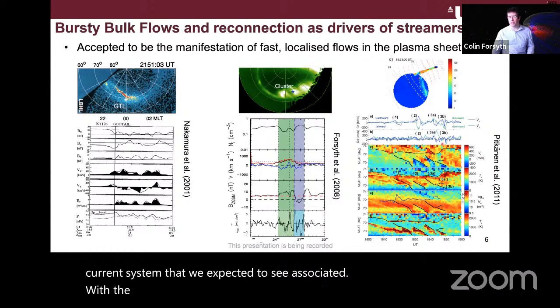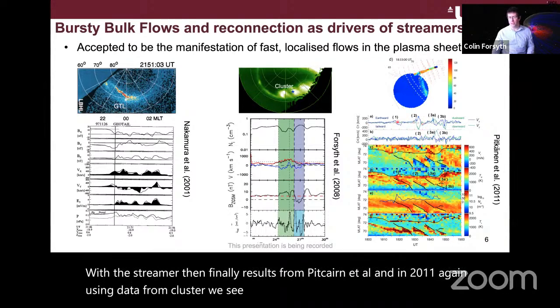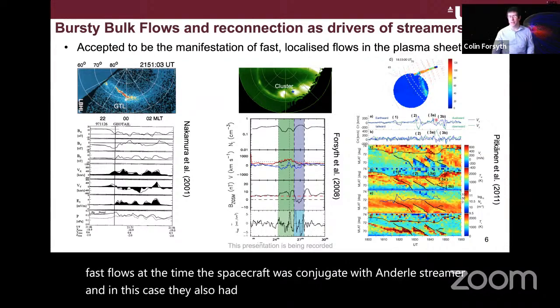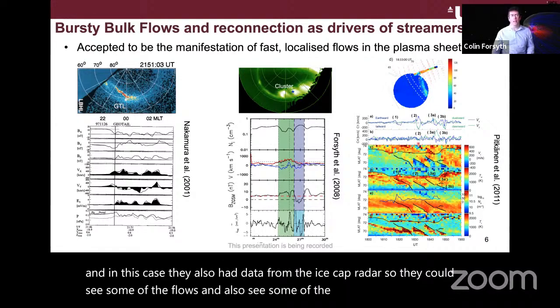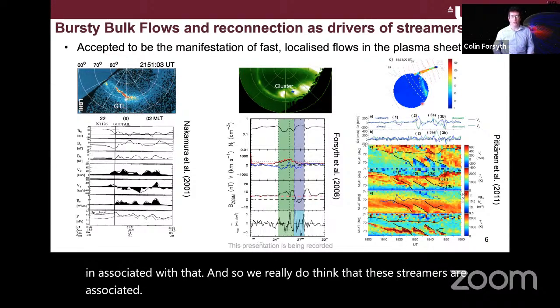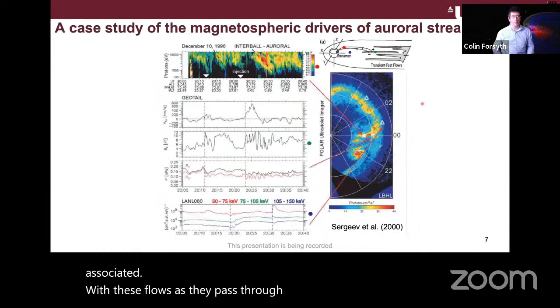Then finally, results from Pitkin et al. in 2011, again using data from Cluster, we see this correlation, or this coincidence of these fast flows at the time the spacecraft was conjugate with an auroral streamer. And in this case, they also had data from the Iceland radar, so they could see some of the flows and also see some of the hot plasma coming in associated with that. And so we really do think that these streamers are associated with these flows as they pass through the magnetosphere.